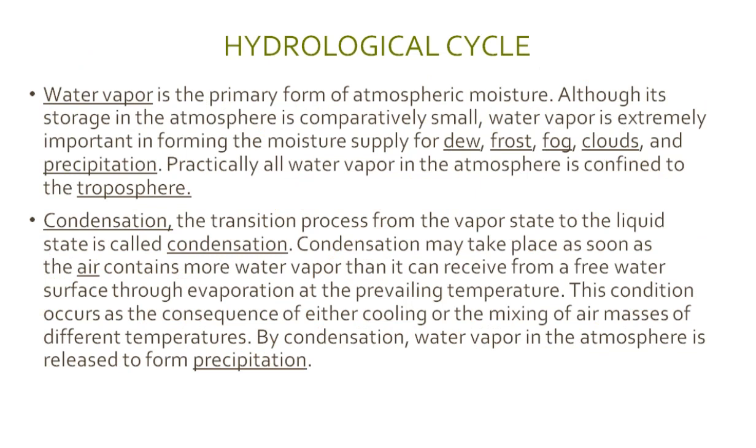The next is water vapor. So water vapor is the primary form of atmospheric moisture. Although its storage in the atmosphere is comparatively small, it is extremely important in forming the moisture supply for dew, frost, fog, clouds, and precipitation. And practically all water vapor in the atmosphere is confined to the troposphere.